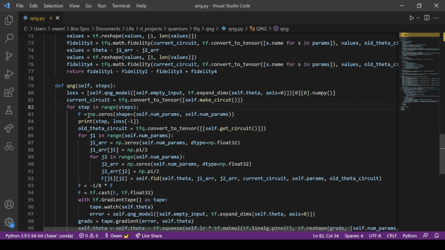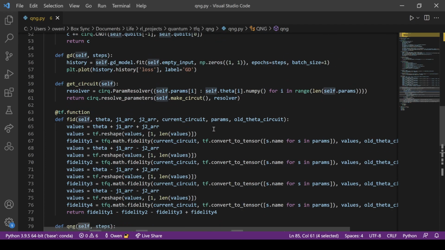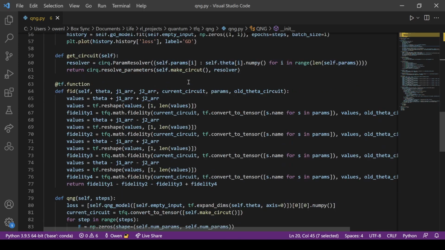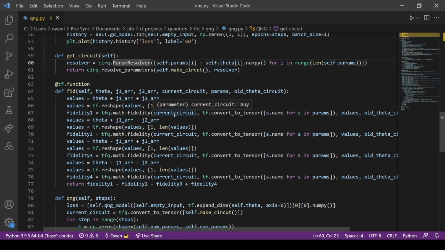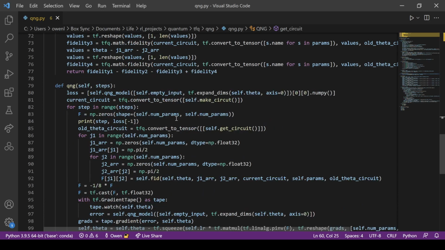Then at each step, we specify the Fisher information matrix as an n by n matrix. We're just printing for handiness. And then we have our old parameters, which is our current psi of theta. To do that, we have to get the circuit. So we apply the actual parameters using Cirq's param resolver and get a circuit in which, all this is doing, right, is taking these parameters up here that are symbols and replacing them with actual numerical values. That's what's called resolving the parameters.